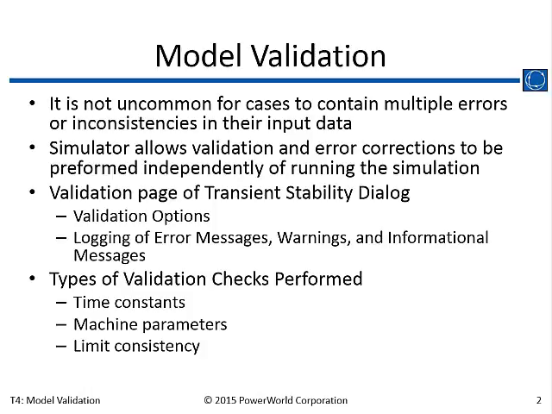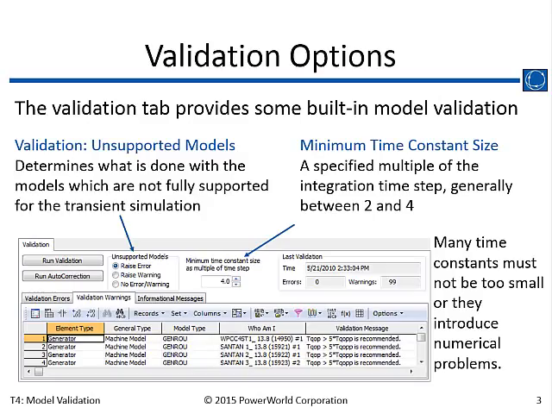they weren't good, so they need to be fixed, so they're an error. Simulator allows you to do this validation automatically and lets you see what's going on when you do it. The main validation checks are it checks for time constant issues, it checks for machine parameter issues, and it checks for limit consistency.